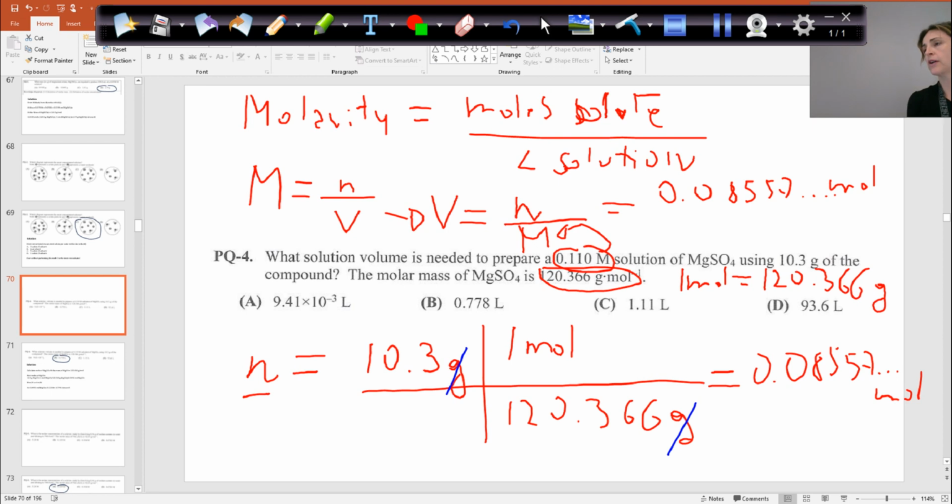And you can round it or not. You very likely will get to an answer very close to that. And then we divide that by the molarity, which is given, 0.110.